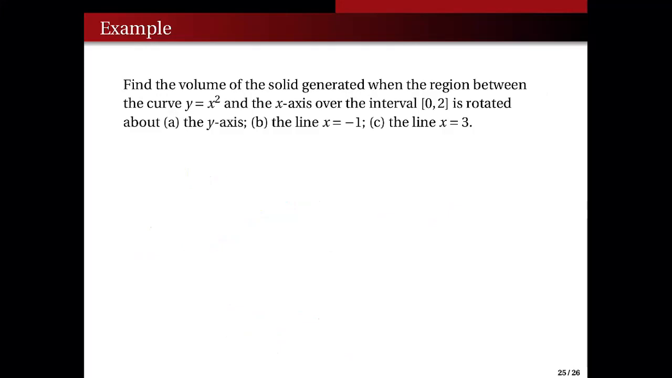Find the volume of the solid generated when the region between the curve y equals x squared and the x-axis over the interval 0, 2 is rotated about: first, the y-axis; second, the line x equals -1; third, the line x equals 3.